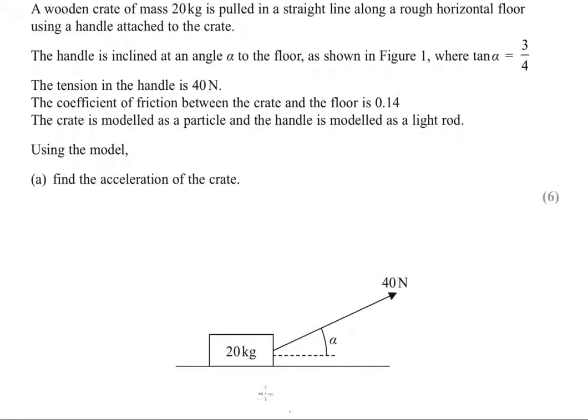Question 7 is a particle, an acceleration and forces question. We've got a wooden crate of 20 kilograms being pulled in a straight line across a rough horizontal floor. It's a rough surface, so it's travelling this way. There's some sort of acceleration which we're being asked to find in part A.